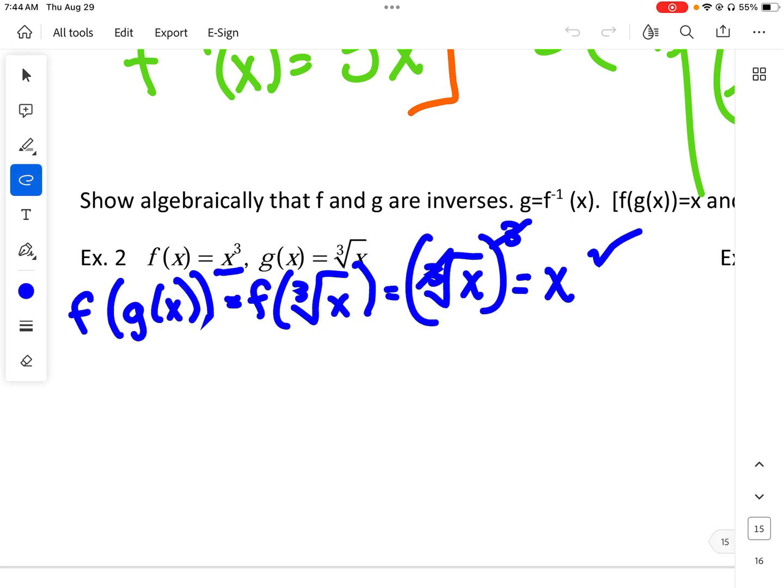Now let's do the other one. Now we're going to do g of f of x. So g of the cube root of x.